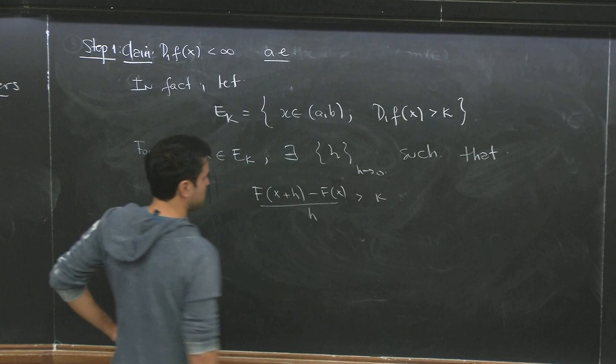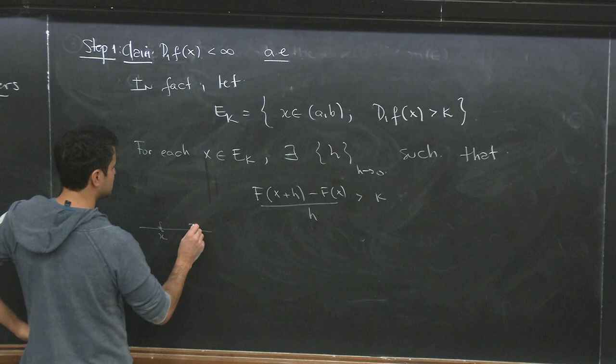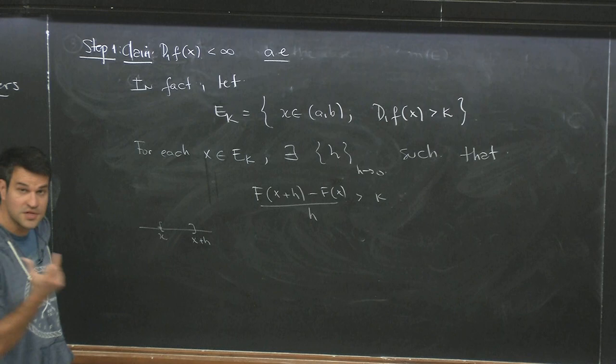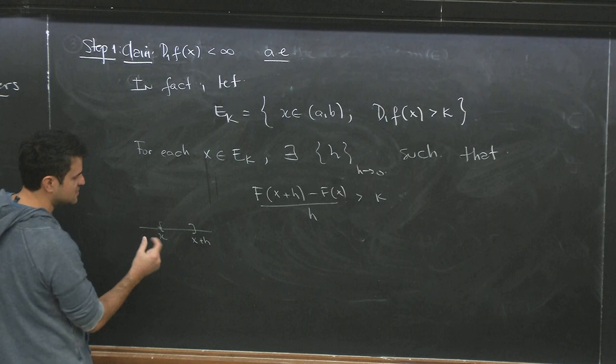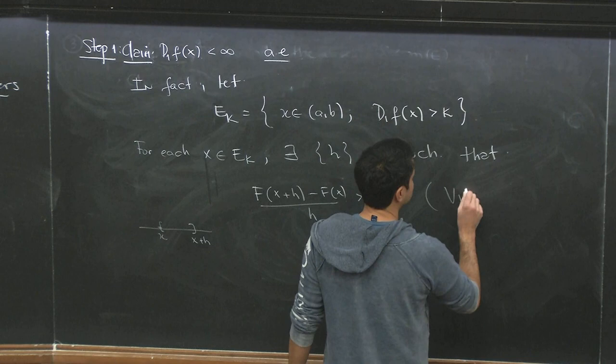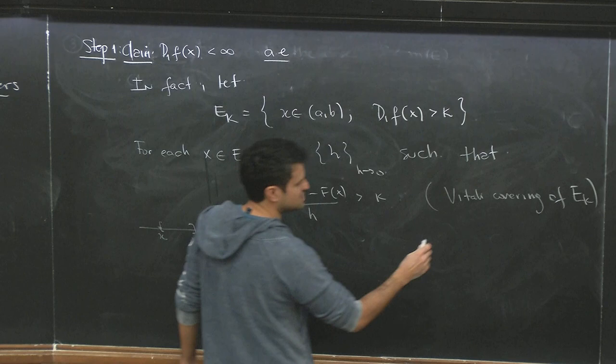So in other words, you can actually cover. You think about this point x being covered by this interval, x to x plus h. So every point in the set can be covered by an interval x to x plus h. We are now in one dimension, so these are our balls. So every point x is covered by intervals like this, and I can find an h as small as I want. So this is a Vitali covering of the set Ek: the set of these intervals, x to x plus h, that verify this thing.